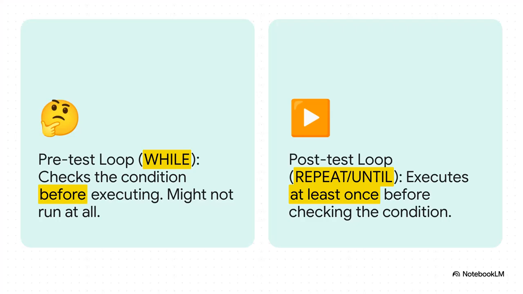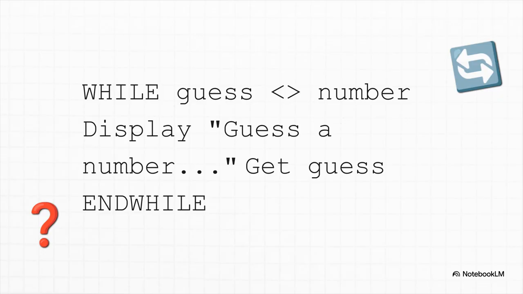Now, the main difference between loop types usually comes down to when the check happens. A pretest loop, like a while loop, is like a bouncer at a club. It checks the condition before letting you in. If the condition is false from the start, you don't even get to run the loop once. A post-test loop, on the other hand, lets you run the code at least once and then checks if it should do it again. A guessing game is the classic example of a pretest while loop.